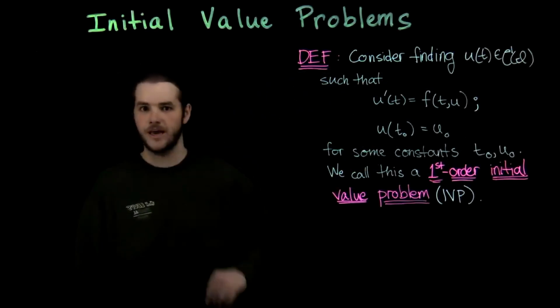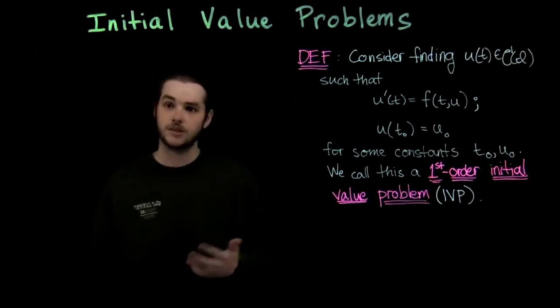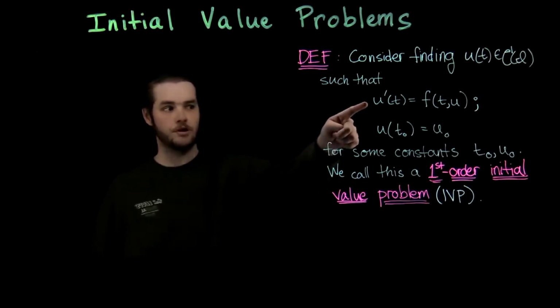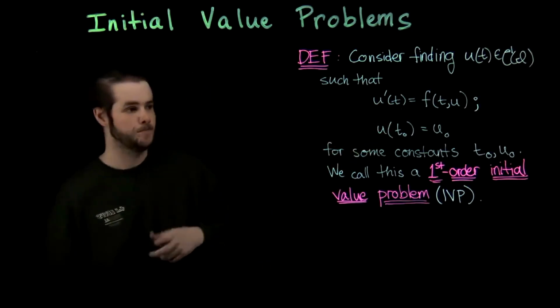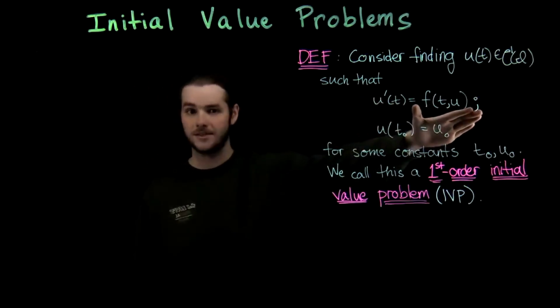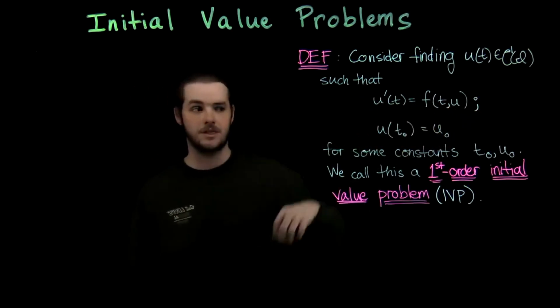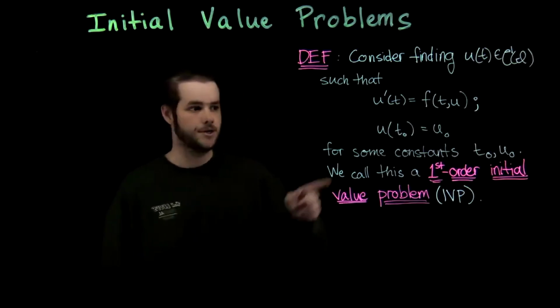Here we have the definition for a first-order initial value problem. It is really just a first-order differential equation. I've written it in a slightly different format here, where I have u prime, or my first-order derivative, equals the rest of the stuff. There might be u's in there, there might be t's in there, all that good stuff. But the new idea here is this guy.